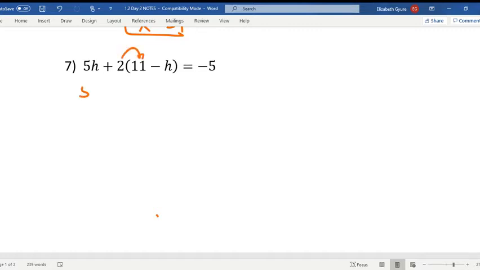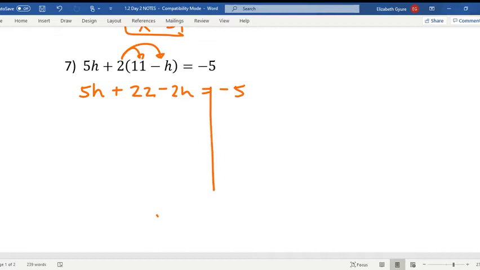We're going to drop down our 5h because we're not doing anything with it yet. Bailey, help me distribute this first part. What's 2 times 11? 22. Now distribute your 2 to your negative h. Lynn, what's 2 times negative h? Yes, negative 2h, good. Equals, and then drop down your negative 5.